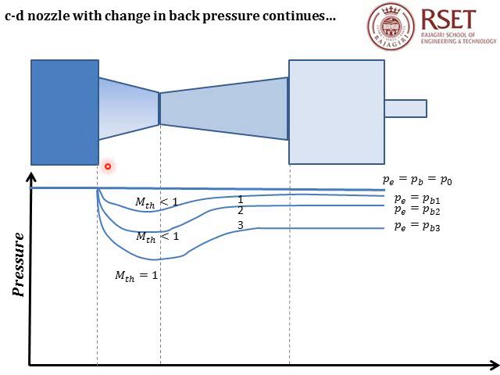When it enters the CD duct, first it passes through the converging portion. There, the converging duct acts as a nozzle and it experiences reduction in pressure and increase in velocity. This is shown by the graph here. And at the throat, it comes to a particular value of Mach number.